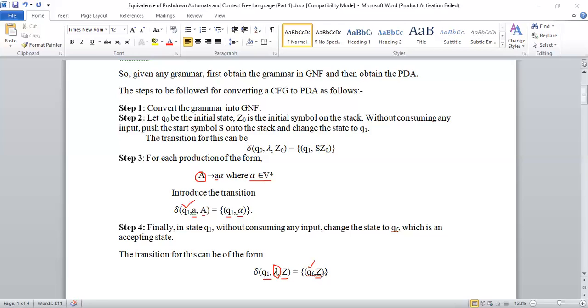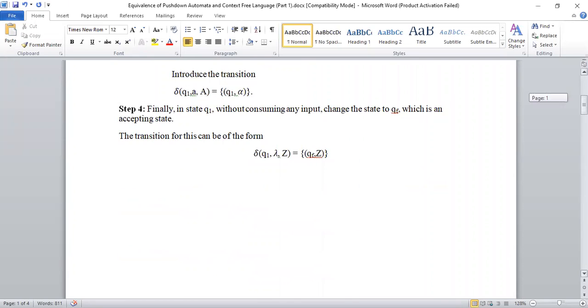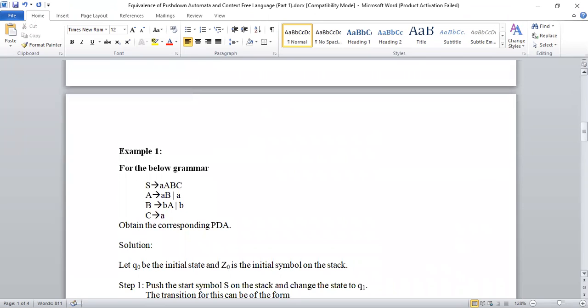And finally, from state Q1 you have to change the state to QF without consuming any input. So the transition function is delta Q1 comma lambda, without taking any input, comma Z on the stack, is equal to QF comma Z. So these are the steps for converting the CFG to the corresponding PDA. Now I have given an example for this grammar.